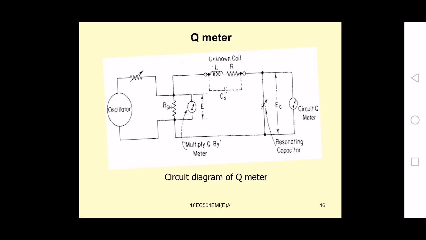So in the practical Q meter we have a wide range RF oscillator whose frequency varies from 50 kilohertz to 50 megahertz, a thermocouple meter that we call the multiply Q by meter, a calibrated variable capacitor, the resonating capacitor, and the last one is the actual Q meter.